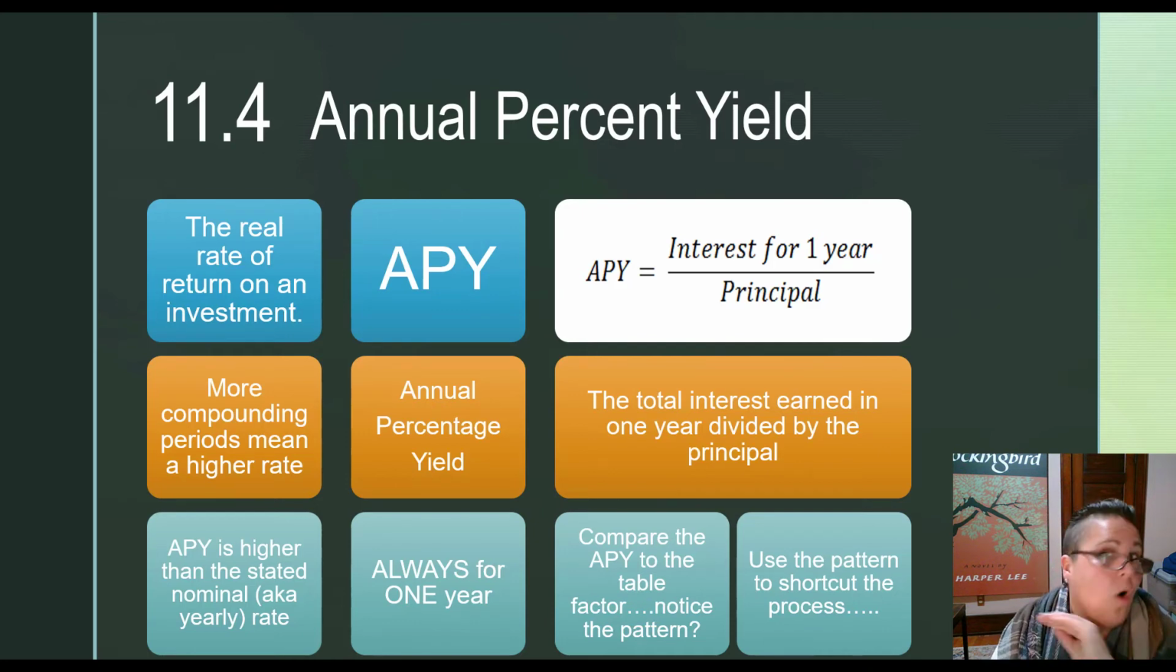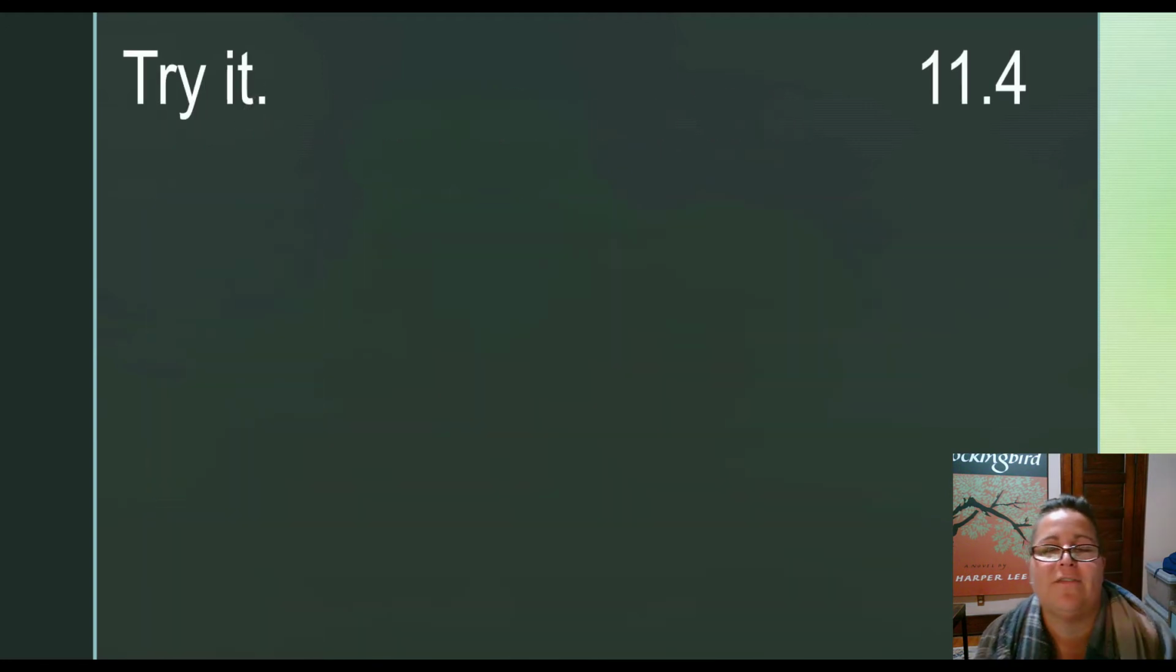The APY will always be higher than the stated yearly or nominal rate. It is why APY is a required statement. It's very much like effective interest rate. It's a required statement on anything that uses compounded interest. As we go through the next couple of examples, I'm going to ask you to compare the APY to the actual table factor. There is a pattern here, and I want to see if you notice it, because if you can notice the pattern, you can shortcut the amount of work it takes here to get to the APY. Let's see if you can find it.